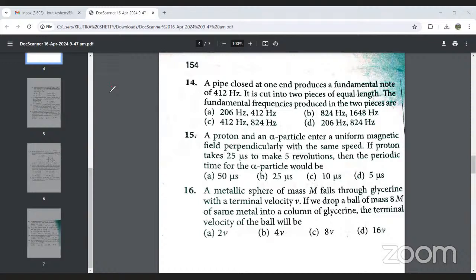As they are saying that the pipe is closed at one end, it is producing a fundamental note. So if it is a fundamental frequency, we can write it as V divided by 4L, and the value is given, it is 412 hertz, which is equation 1. It is cut into two equal parts. The frequency of the closed pipe of half length will be, so the length is becoming half.